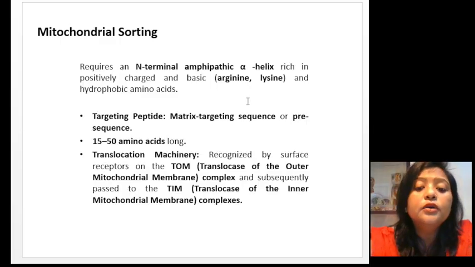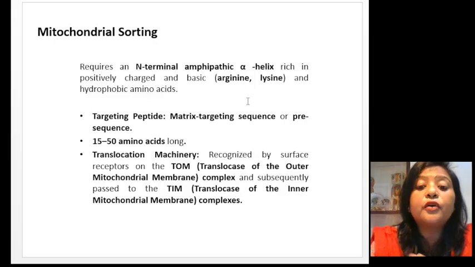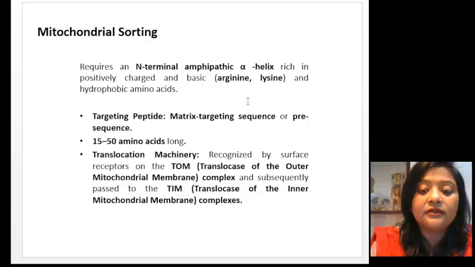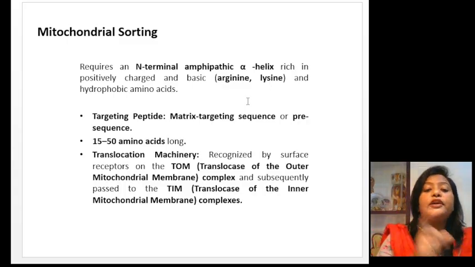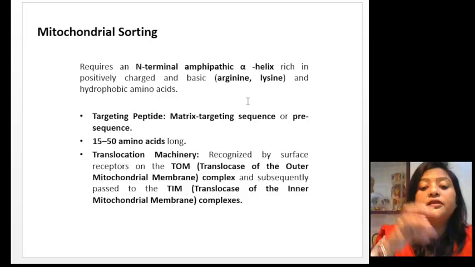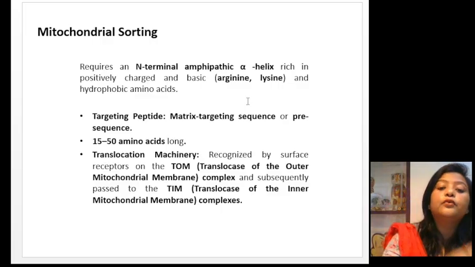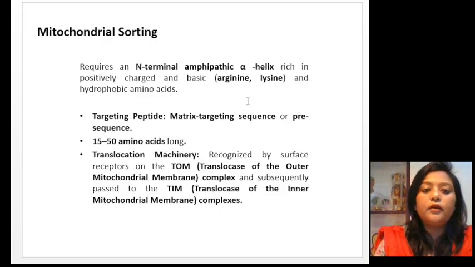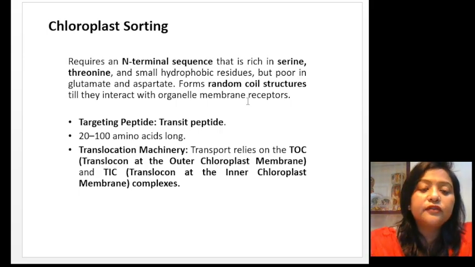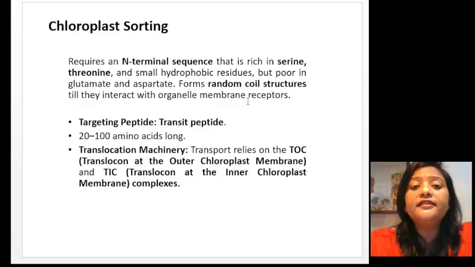Now number two is translocation machinery. So what is happening here? These are recognized by the surface receptors on the TOM. TOM is a translocase present in the outer mitochondrial membrane complex, and it passes on to the TIM, translocase on the inner mitochondrial membrane complex. Translocation machinery means from where to where it's going. So there are surface receptors on the TOM, from there it is identified, and then it goes on to the TIM area. All right, coming to chloroplast sorting. If you study mitochondria in detail, you will know about TOM and TIM.